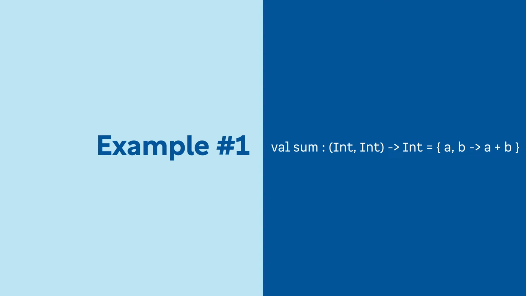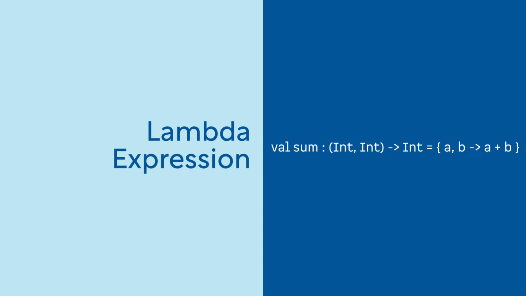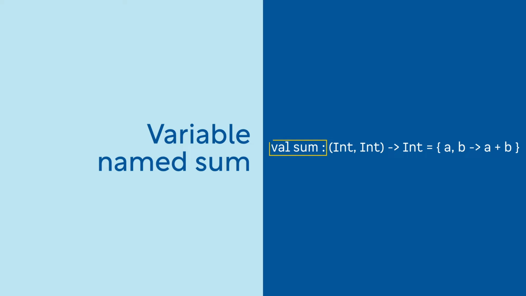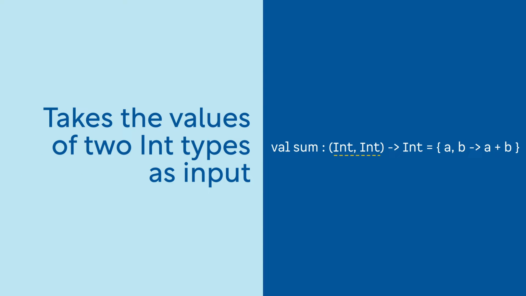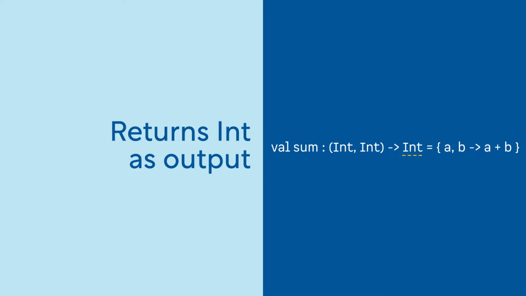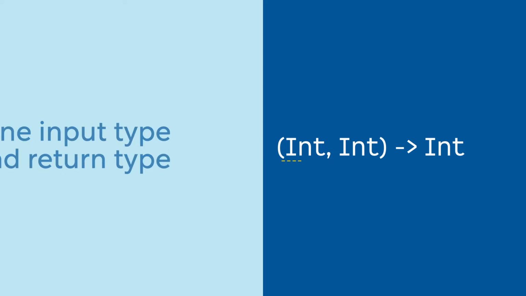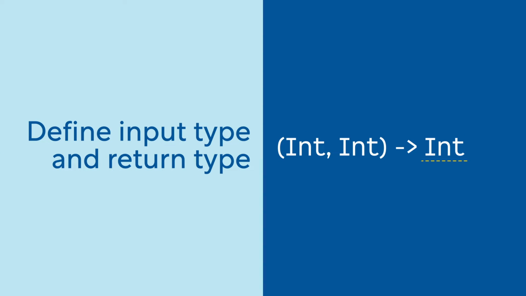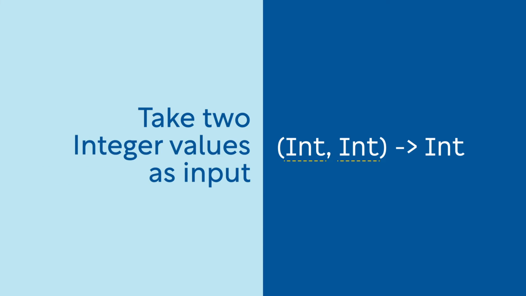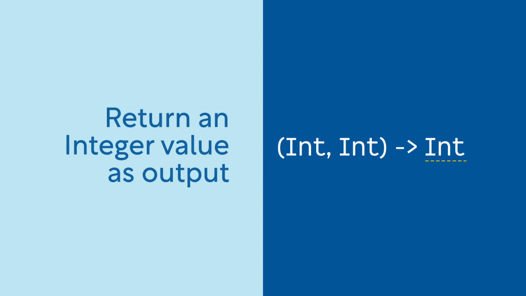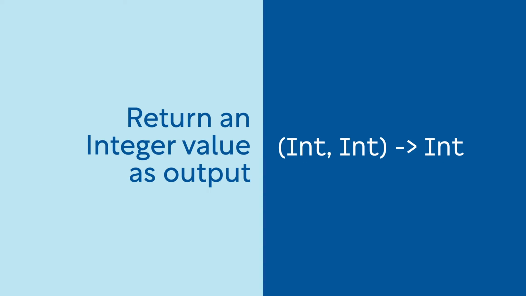Example number 1. Here we have assigned a lambda expression to a variable named sum, which takes the values of two int types as input and returns int as output. On the left side of the expression, we define the input type and return type. Int, int means that the function will take two integer values as input, and the last int part means that the function will return an integer value as output.